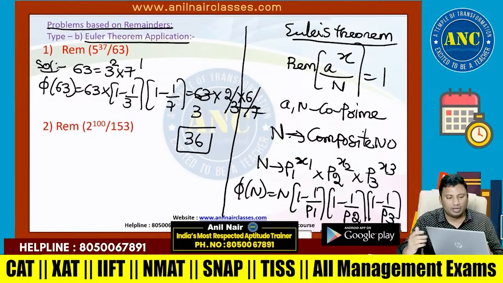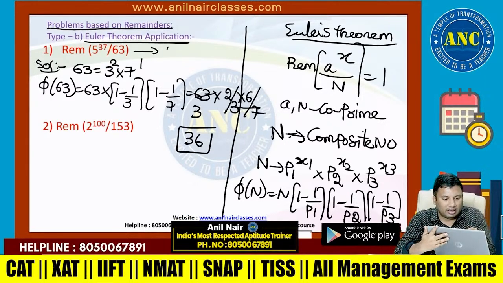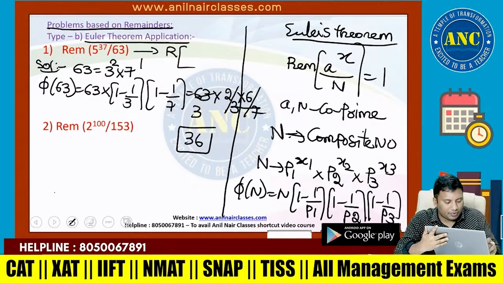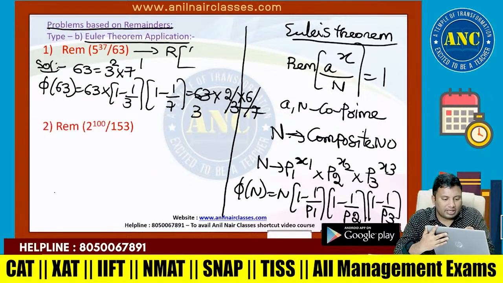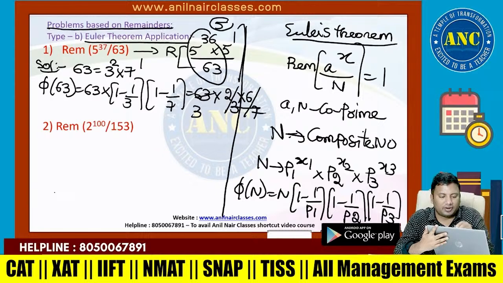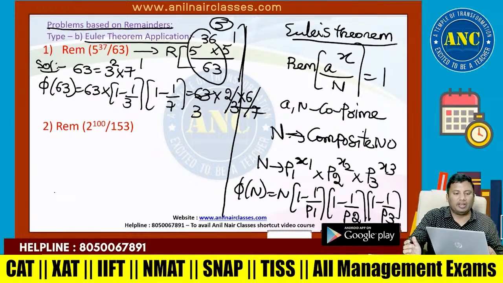First, this is nothing but 5 power 36 into 5 power 1 divided by 63. 5 power 36 divided by 63 gives remainder 1. So the answer for the first question is 5.